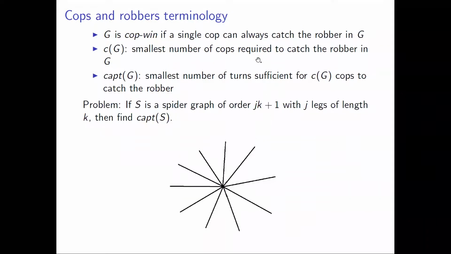And here is a problem for you to think about. So let's say you have some spider graph S of order jk plus 1, and it has j legs of length k each. So remember a spider graph. This is a generalization of a star.